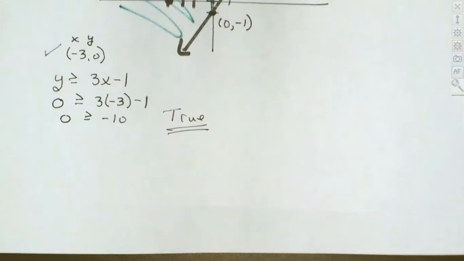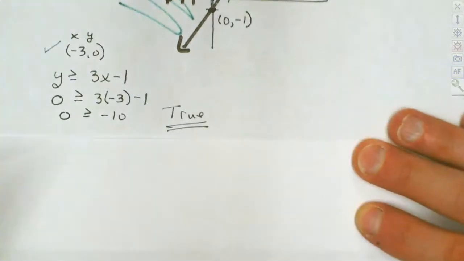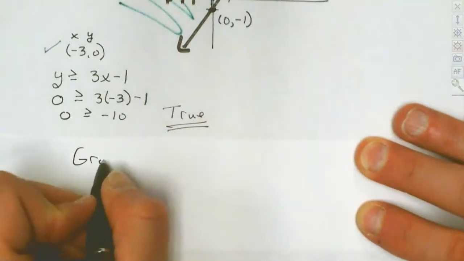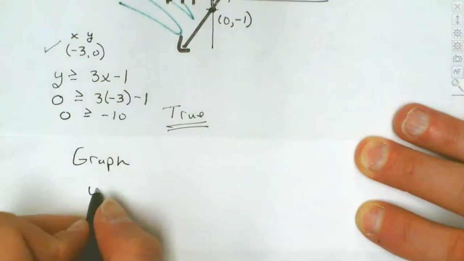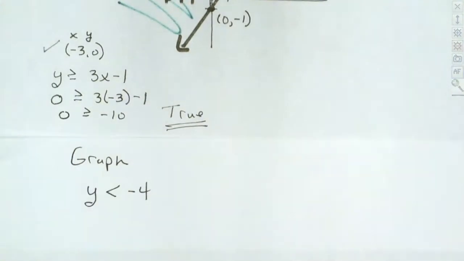Let's try another one. Let's try and graph this one. Y is less than -4.